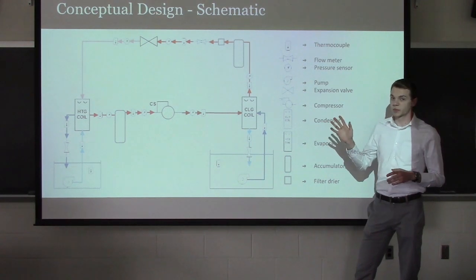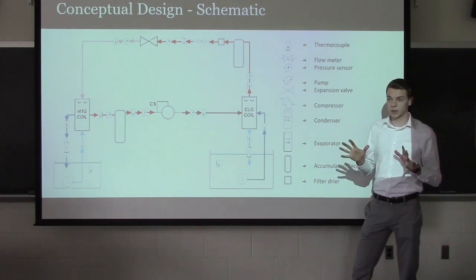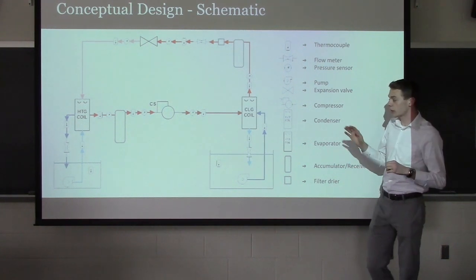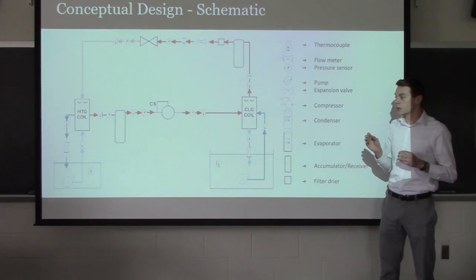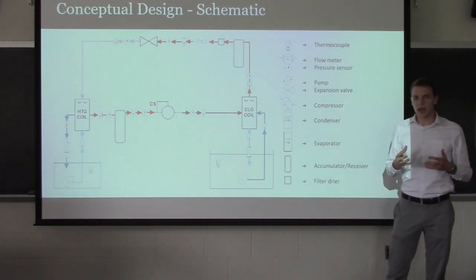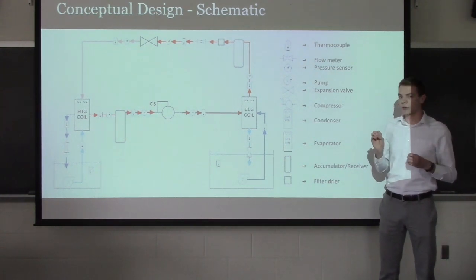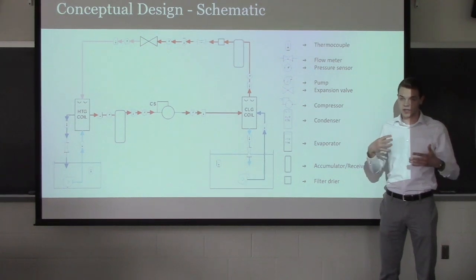For the majority of these components, there is a temperature sensor and pressure sensor before and after each component. Now on the lower half here, you see there's 2 tanks of water. For most cycles of this size, they typically use air to cool off or accept heat from the refrigerant as the cycle is running.